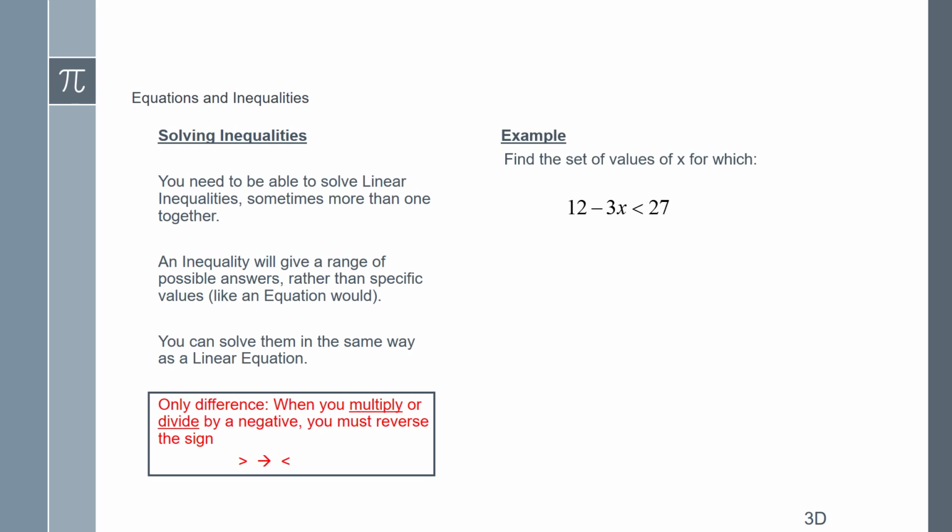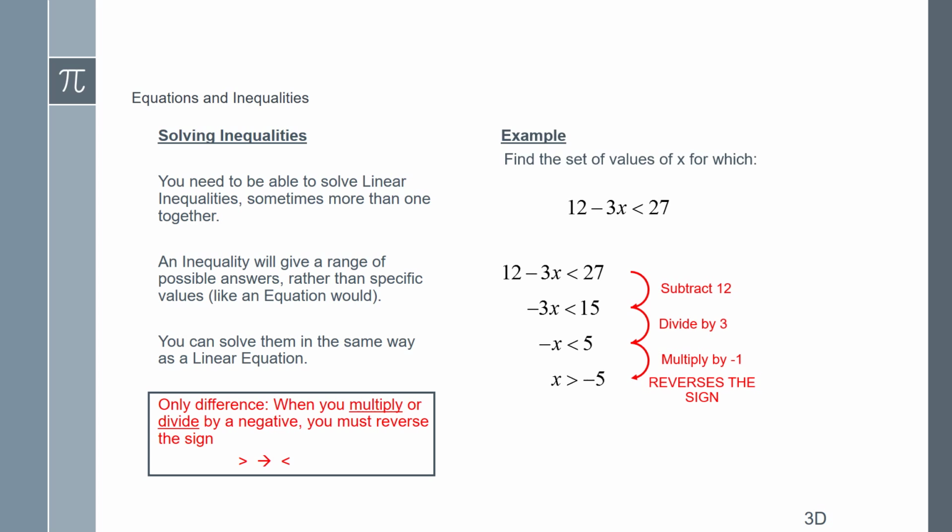12 minus 3x is less than 27. Take 12 away. Minus 3x is less than 15. Divide by 3. Minus x is less than 5. So then, when we multiply by minus 1, we have to remember to turn the inequality sign into the other direction. So x is bigger than minus 5.